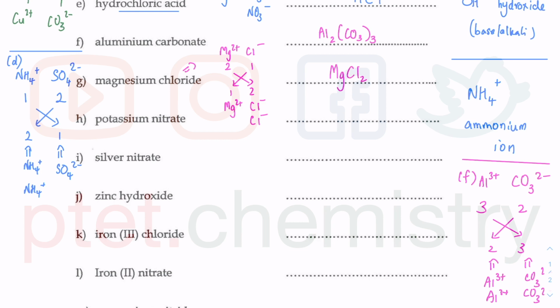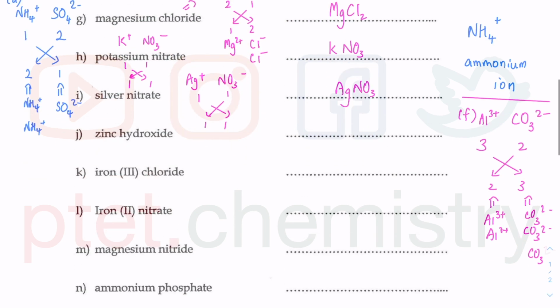Next one, potassium nitrate, K plus and NO3 minus, 1 and 1. So whenever things are 1 and 1, very simple, you just have 1 of each. So it's KNO3. I do not need a bracket because it's just 1 unit of it. Silver nitrate, Ag plus for the silver, NO3 minus for the nitrate. Again, the valency is 1 and 1. So life is pretty simple when it's 1 and 1. It means 1 Ag plus and 1 NO3 minus, so it's just AgNO3 for the silver nitrate.